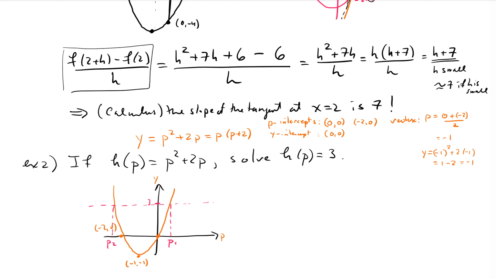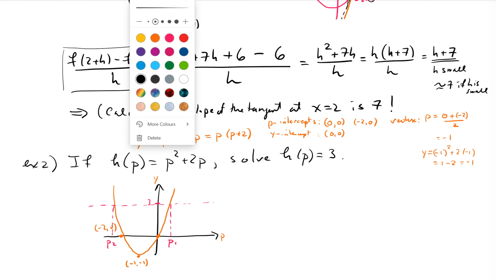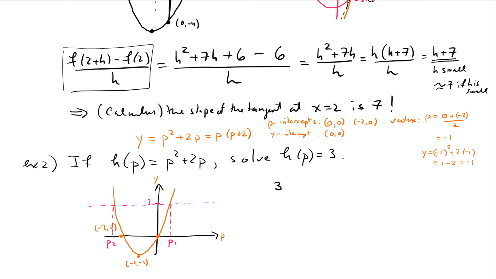So let's see if we can recover those algebraically. How do we do that? We're going to replace h of p by 3 and make it equal to the expression for the output, p squared plus 2p. In other words, I replace h of p by its expression, and then I'm going to solve this. To solve this, remember, we try to factor, which means I'm going to send the 3 to the other side. I'm going to factor this: product of minus 3, sum of 2. The two numbers are 3 and minus 1.